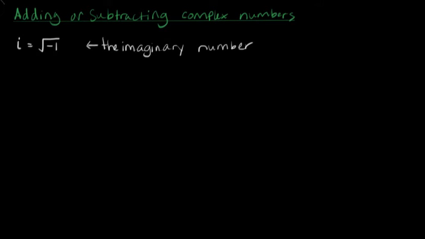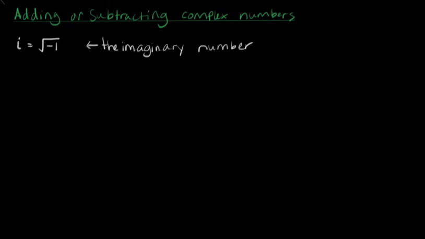In this video, I want to talk about adding and subtracting complex numbers. So complex numbers are any numbers that include an i, and i is equal to the square root of -1. This is also called the imaginary number because we know that in the real number system, we can't take the square root of -1. So basically, outside of the real number system, we have i, which is equal to the square root of -1.